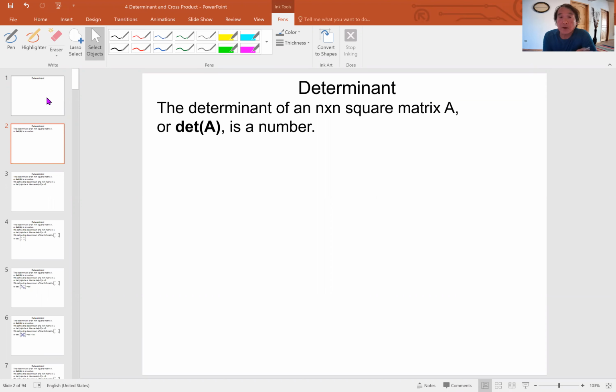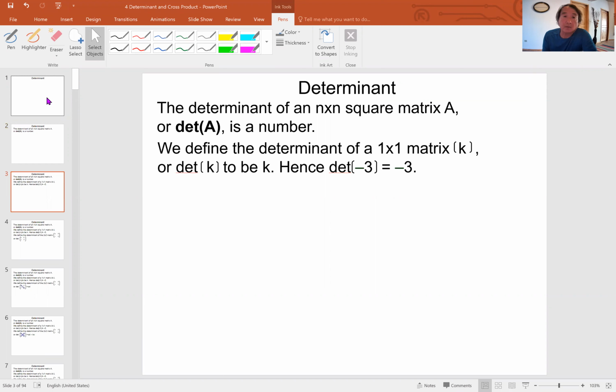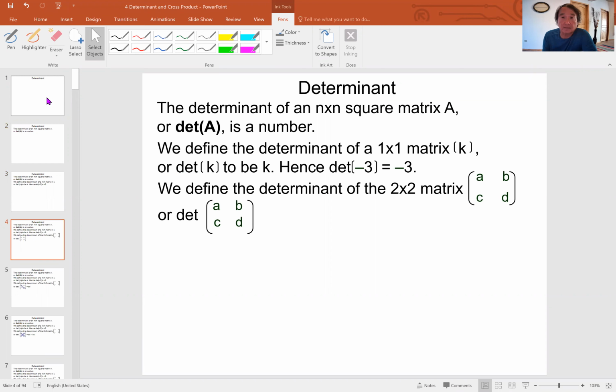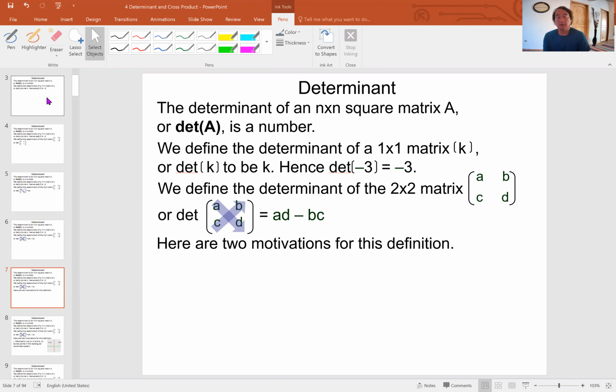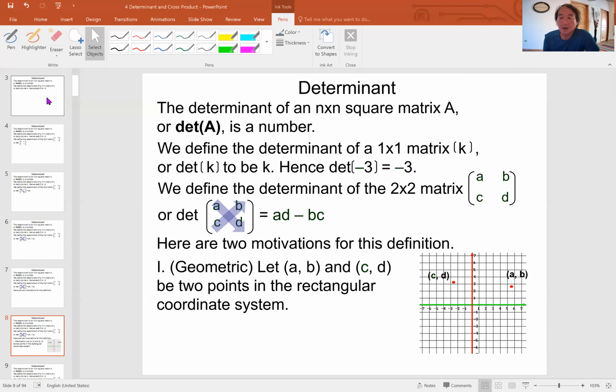The determinant of a square matrix is a number. In particular, for a 1-by-1 matrix, it's just the number itself. It's only one entry. For a 2-by-2, we do this cross product and subtract. And why do we want to define this determinant in this manner? A couple of motivations. The first one is very geometric.